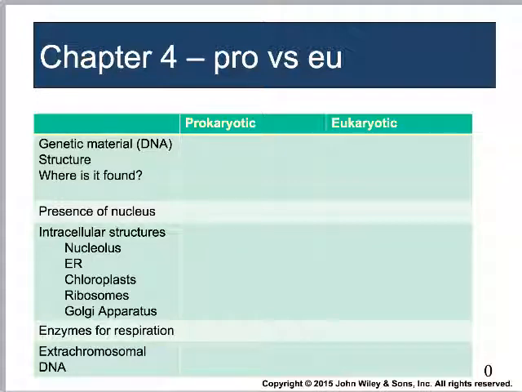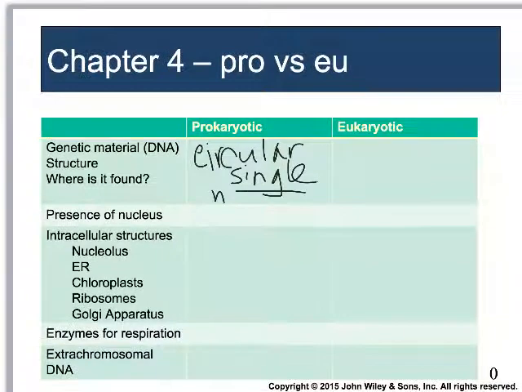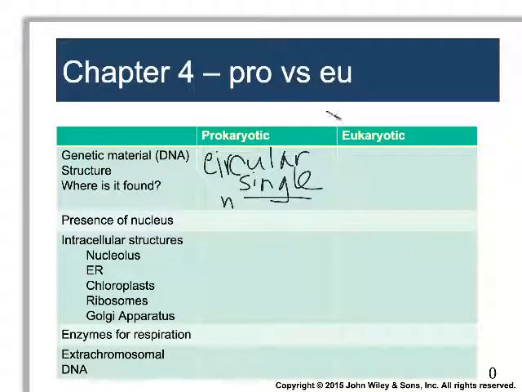In prokaryotes, the genetic material, the DNA, is typically a circular single chromosome. So it's only one chromosome. Most of the time, that's all it is. There are some exceptions. They're found in this region in the cell called the nucleoid.